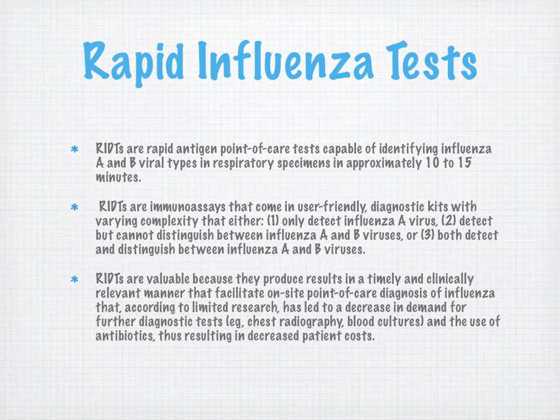They're basically rapid antigen point of care tests, and they're capable of identifying flu A and B viral types in respiratory specimens, and get this, in 10 to 15 minutes. What? That's so awesome. RIDTs are immunoassays, and they come in user-friendly diagnostic kits with varying complexity. So again, here it says they can only detect A, or they can detect but can't distinguish between A and B, or they can both detect and distinguish between A and B.